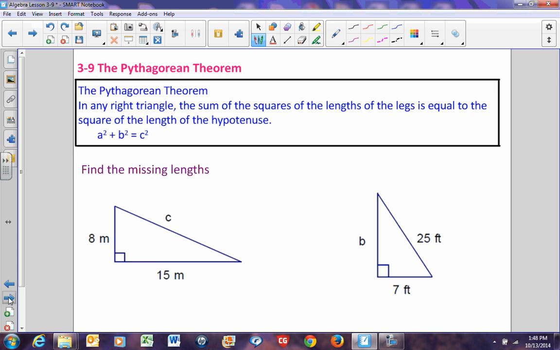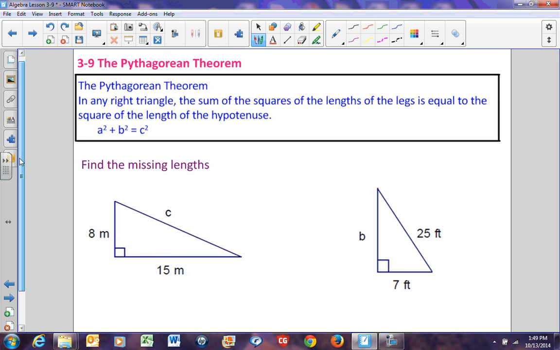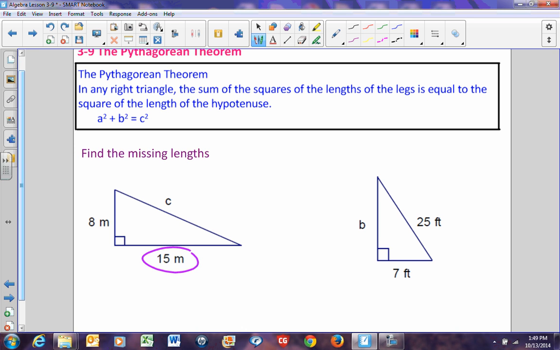The Pythagorean theorem says in any right triangle, the sum of the squares of the lengths of the legs is equal to the square of the length of the hypotenuse. It simply means if I take this side and I square it, and I add it to this side and I square it, it should equal this side when it is squared. Basically, this is what it means.